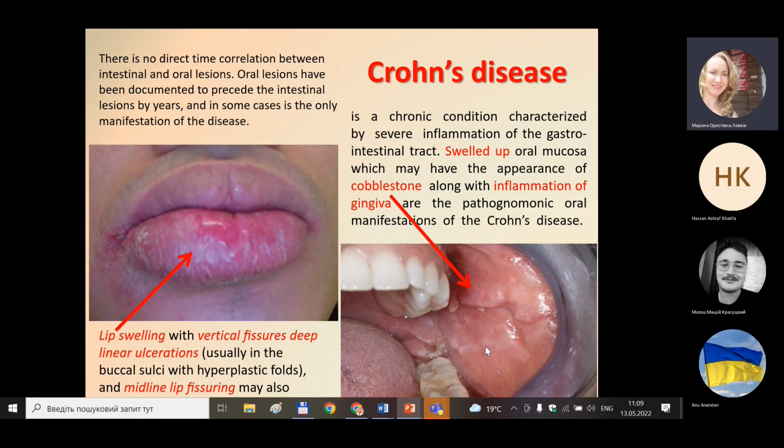So cobblestone appearance of the buccal mucosa in patients with Crohn's disease. Another symptom, lip swelling with vertical fissure that can be deep enough. Usually they are located in the buccal sulci with hyperplastic folds and midline lip fissuring. They also can present middle fissures.